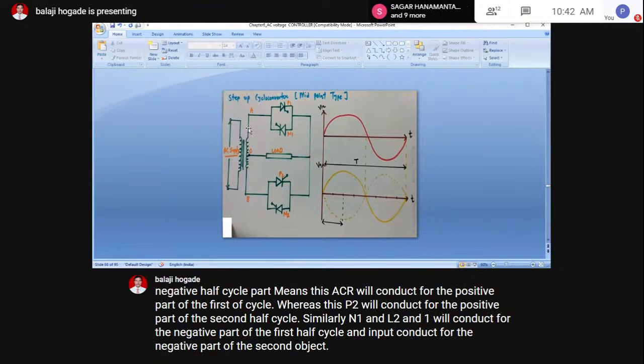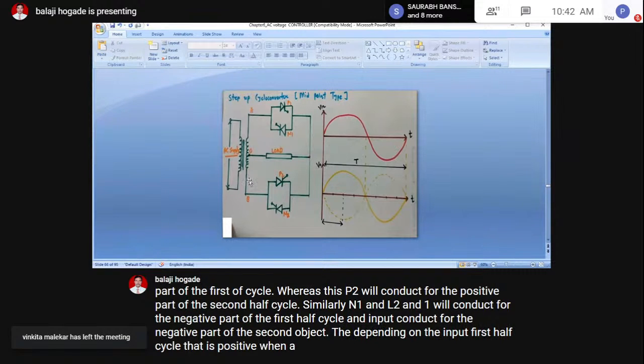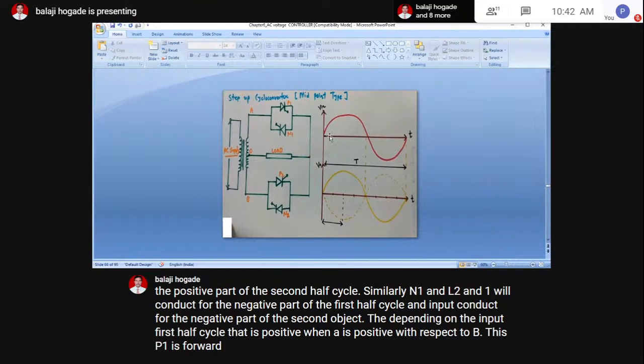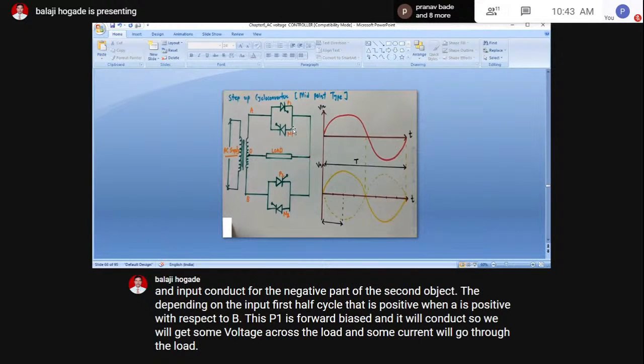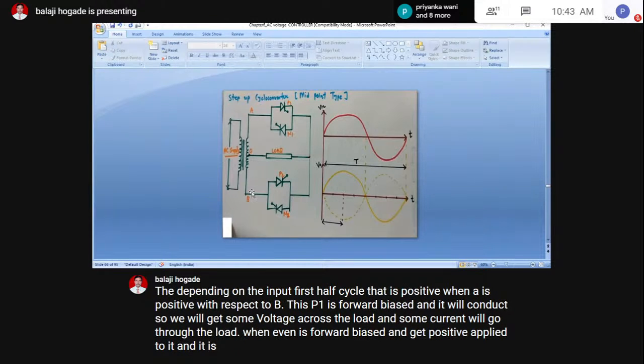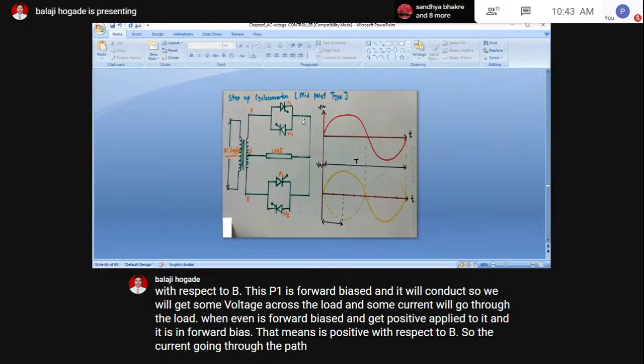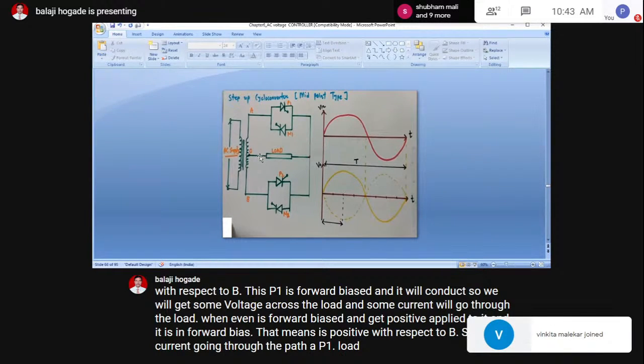So depending on the input, in the first half cycle, that is positive, when A is positive with respect to B, P1 is forward biased and it will conduct. So we get some voltage across the load and some current will flow through the load when P1 is forward biased and a gate pulse is applied to it. That means A is positive with respect to B, so the current will flow through the path A, P1, load and to the neutral point.